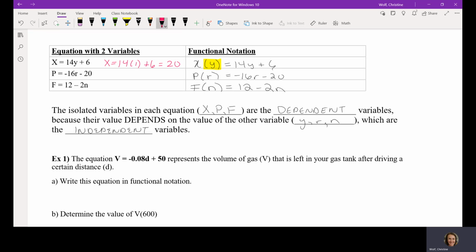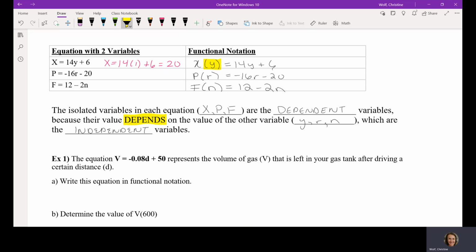But I was only able to find out that x equals 20 because I plugged something in for y. So in order for me to find the value of x, I have to plug something in for y. That's why the variable x depends on what value I throw in for y. And I can throw in whatever value I want for y. I could throw in a 1, a 2, a 3, a 4. So that's why the y is independent.